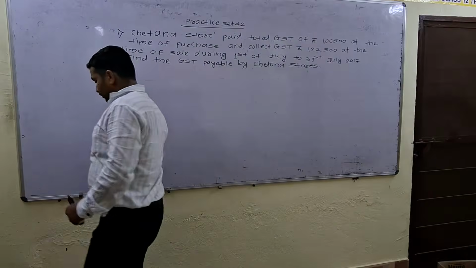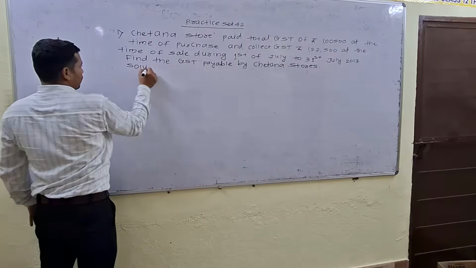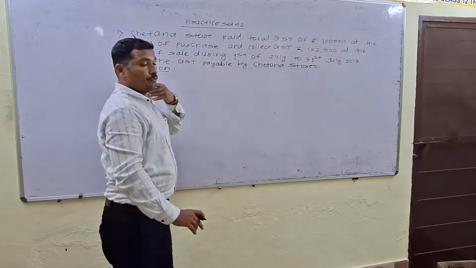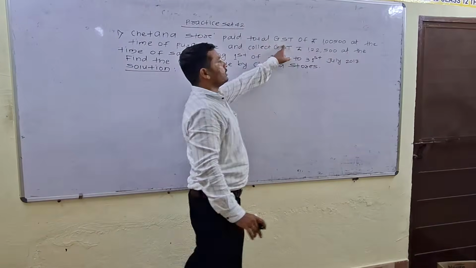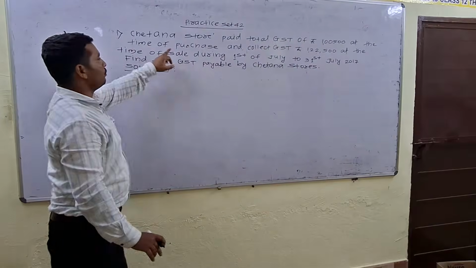Now you must read the question again, then write down the answer. So here is the solution. We must read the question properly. Chetna store paid total GST of rupees 1,05,000 at the time of purchase.